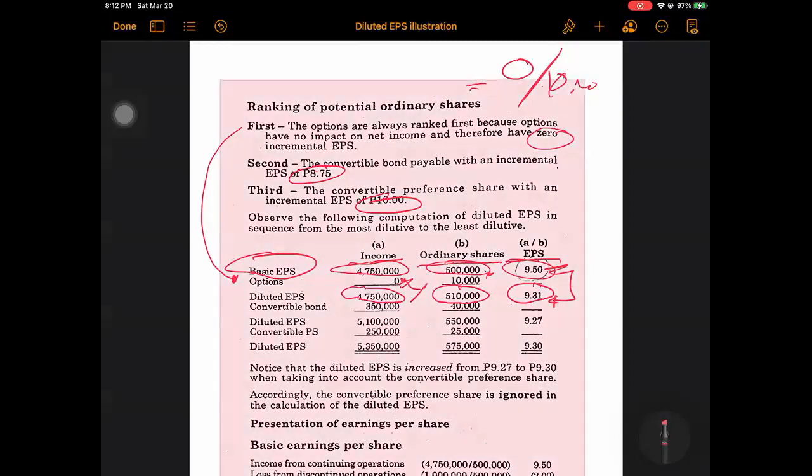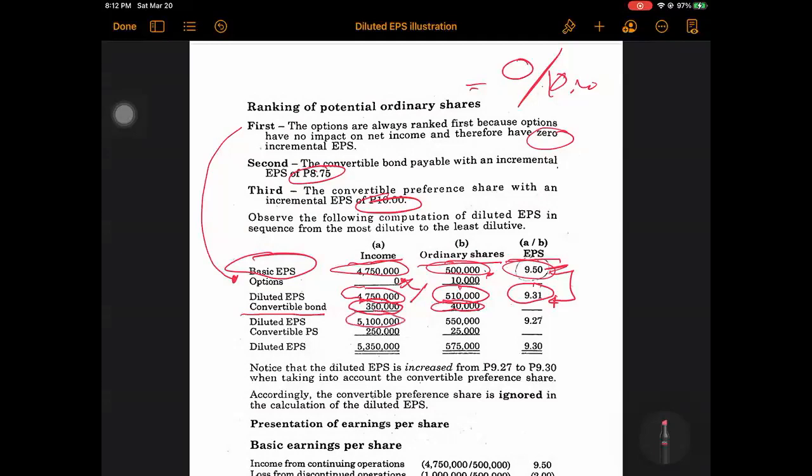Second rank is the convertible bond payable. Okay, so that's why si convertible bond payable ikaduha. Di ba, unsay effect niya pag-convert sa convertible bond payable, we need to add back the interest expense net of tax of 350. That's why gi-add na ang 350. That is the interest expense net of tax. Pila ka shares gyud ang ma-convert? 40,000 shares.